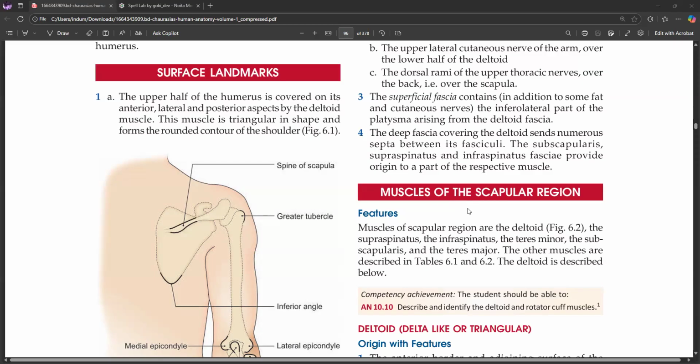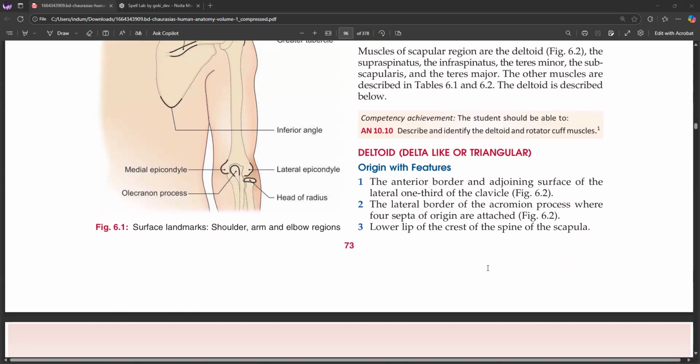Muscles of the scapular region. Features. Muscles of scapular region are the deltoid, figure 6.2, the supraspinatus, the infraspinatus, the teres minor, the subscapularis, and the teres major. The other muscles are described in tables 6.1 and 6.2. The deltoid is described below.